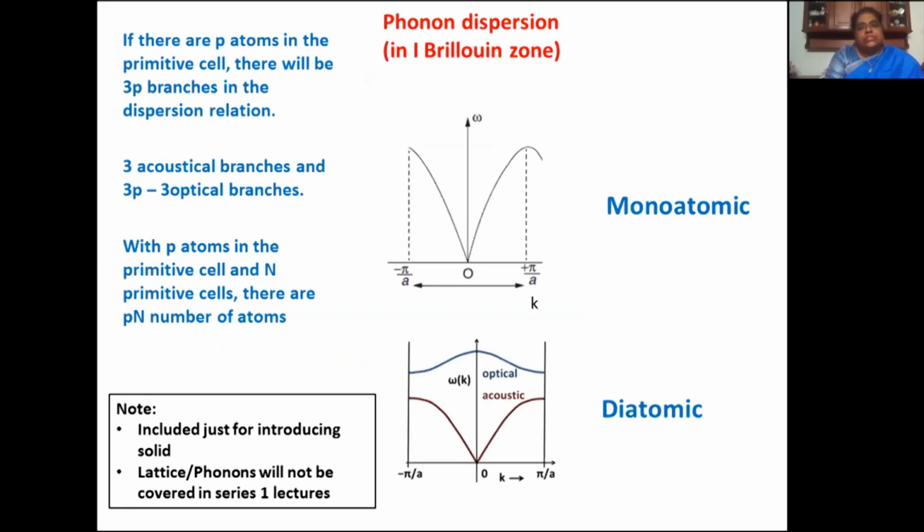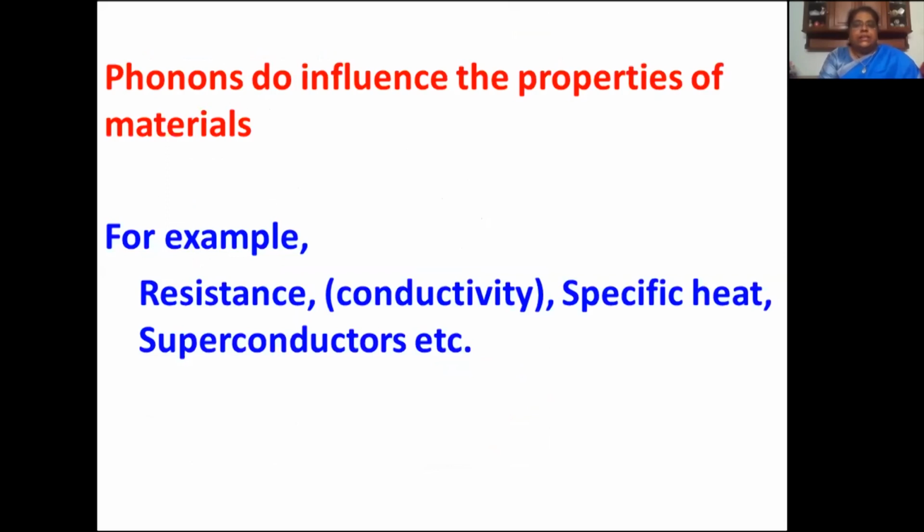So this is how the calculations are done. And how many branches? Branches mean, for a particular k, how many values of omega are possible. I'm reserving it for a future series; I'm not going to go into detail. I just want you to know omega versus k is used for studying the lattice, but we are going to use only the electronic band structures or electronic theories.